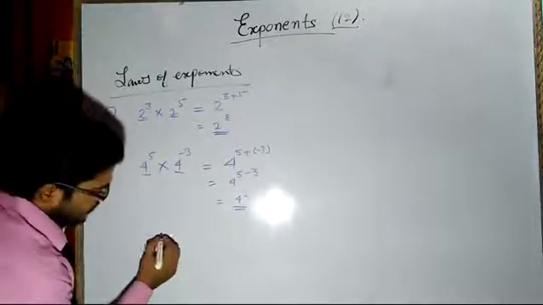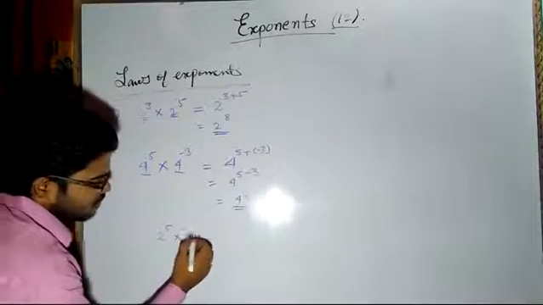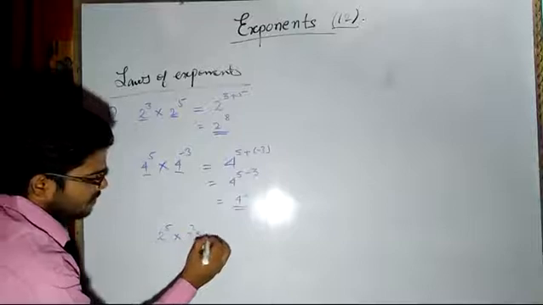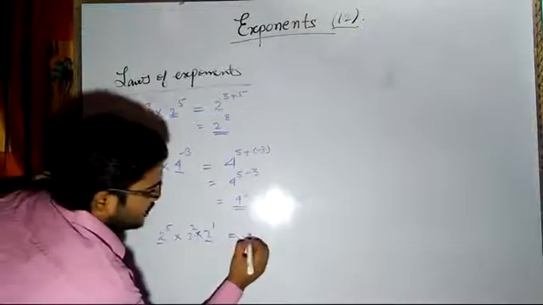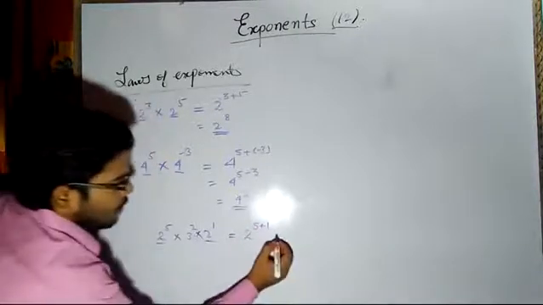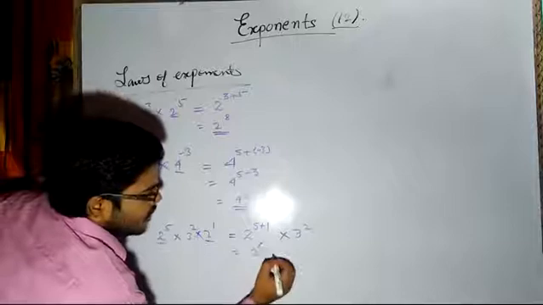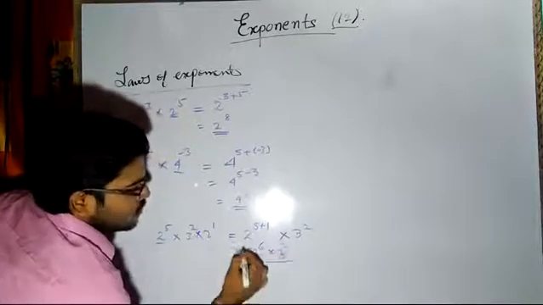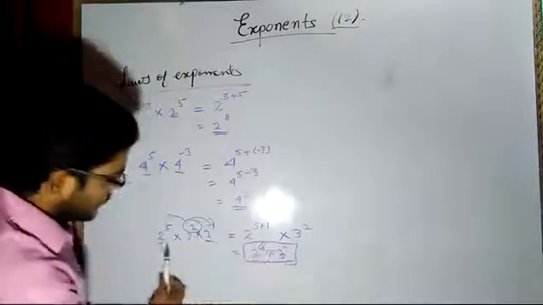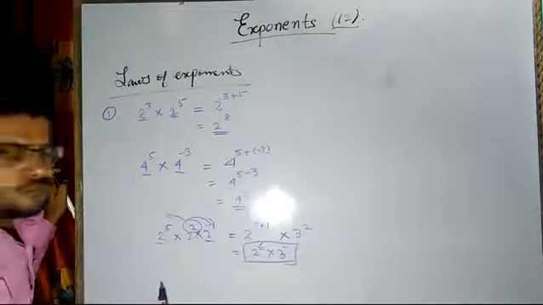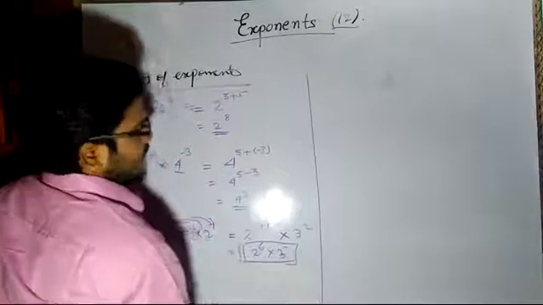Now if I have 2 raised to power 5 multiplied with 3 raised to power 2 multiplied with 2 raised to power 1, how are we going to write this? Since these bases are the same, I can write 2 raised to power 5 plus 1, multiplied by 3 raised to power 2. So this will be equal to 2 raised to power 6 multiplied with 3 raised to power 2. Only this much we can do. We cannot add the power of 2 with the power of 3. So we have to see the common base, add their powers, and leave the other number as it is. This is law 1.